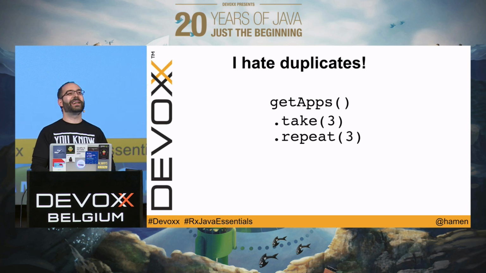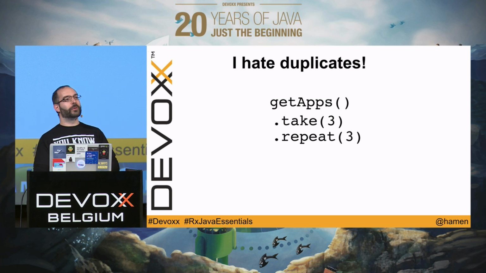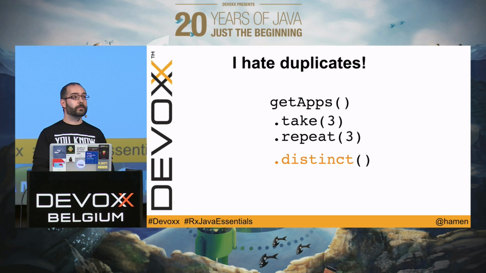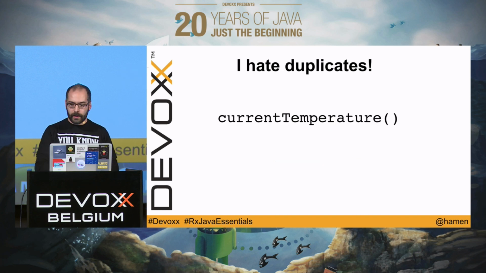So we create the list. We take 3 elements, we repeat the observable 3 times, so now we have a sequence of 9 items full of duplicates. So how do we get rid of the duplicates? We have distinct. Distinct would simply mirror the previous observable and give us only the values that come in once, so no duplicates. Jon Snow is always there.